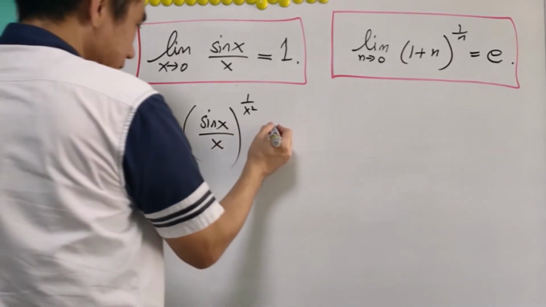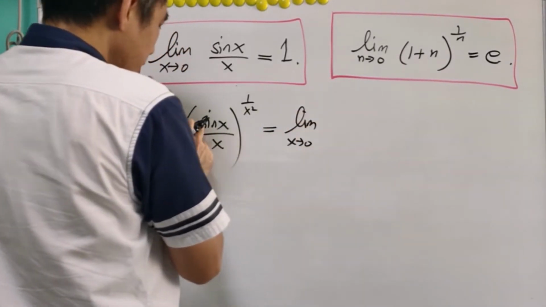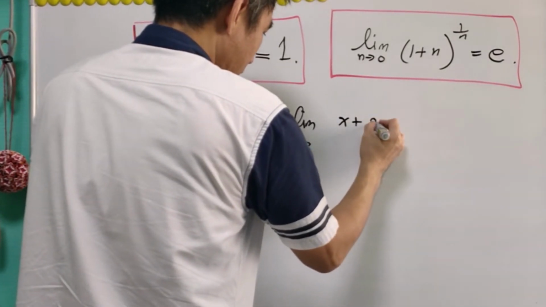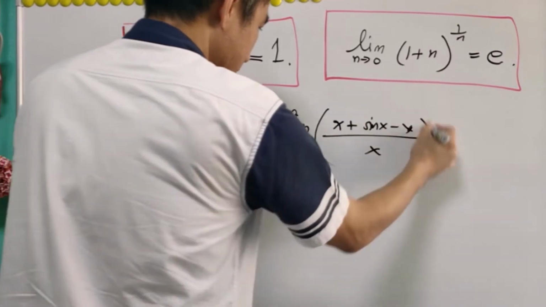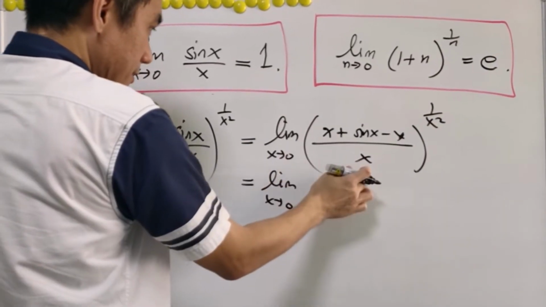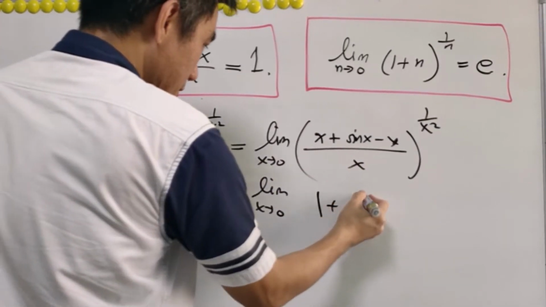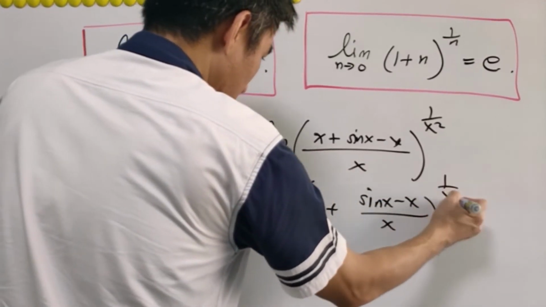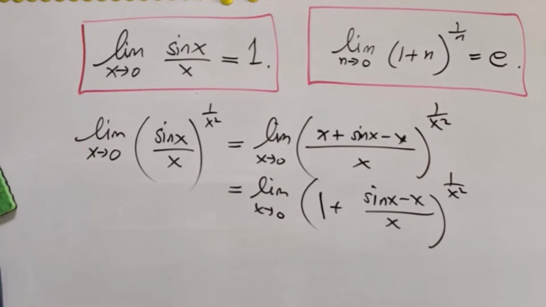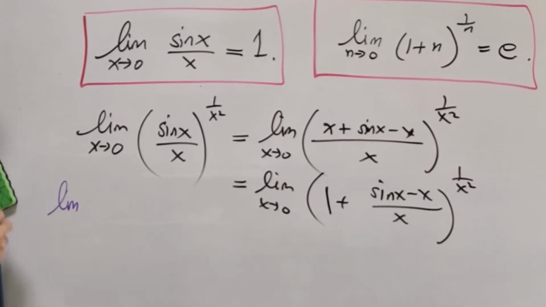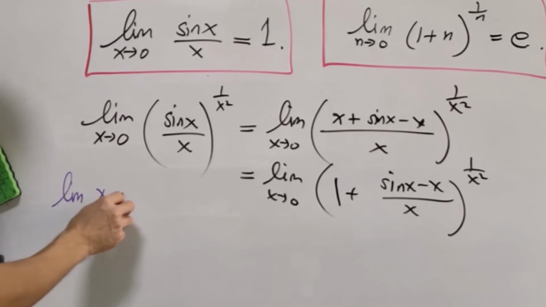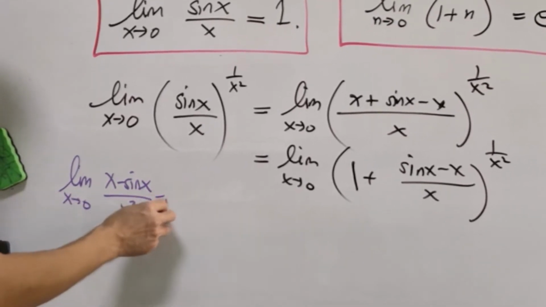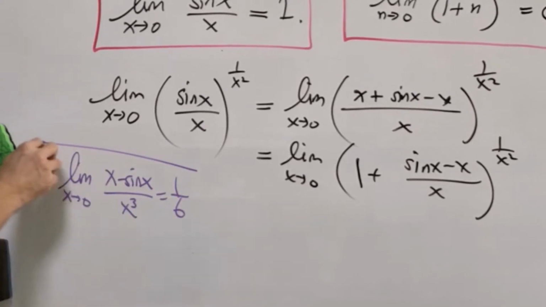The first method: write sine x over x as 1 plus (sine x minus x) over x. After this it will be equal to (1 plus (sine x minus x) over x) to the power of 1 over x squared. In my previous video, we have the following result. That is, the limit of (x minus sine x) over x cubed when x tends to 0 is equal to 1 over 6.